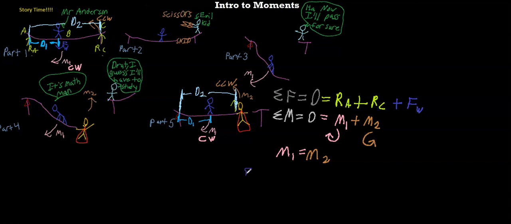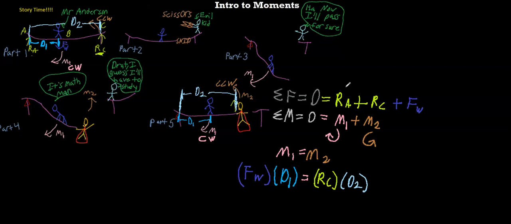And so we can rewrite this to say the force of weight of Anderson multiplied by the distance 1. Well, that's moment 1, and that's equal to the force of moment 2, which we called RC. So, okay, RC multiplied by distance 2. And these are the same equations.